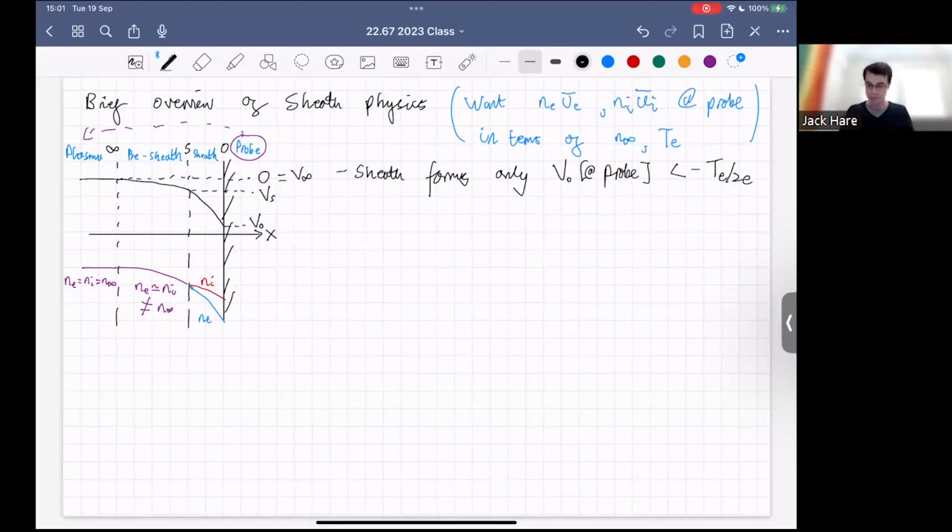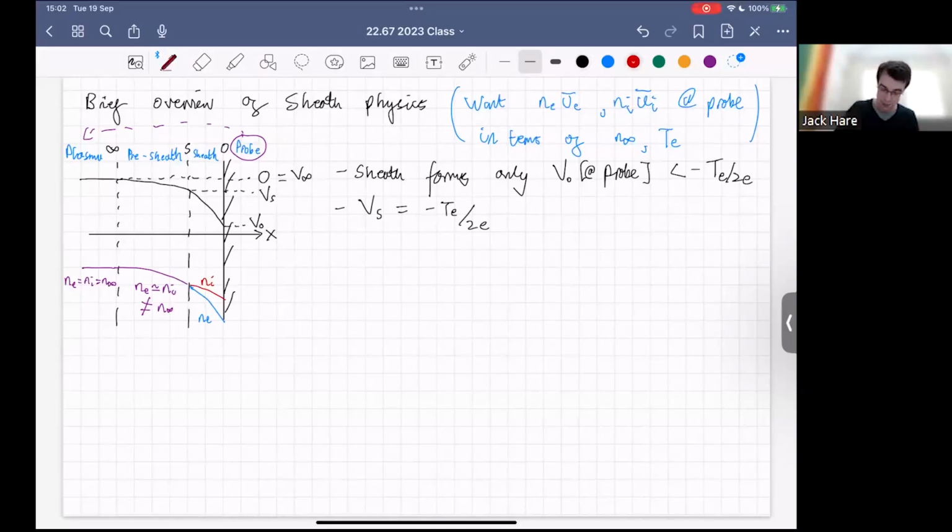And so we only get a sheath forming when we bias the probe sufficiently negative. And that is because the voltage at the sheath, so this Vs here, is exactly minus T_e over 2e. And so if you bias your probe above that potential, you don't get a sheath forming. All of this sheath physics falls apart here.